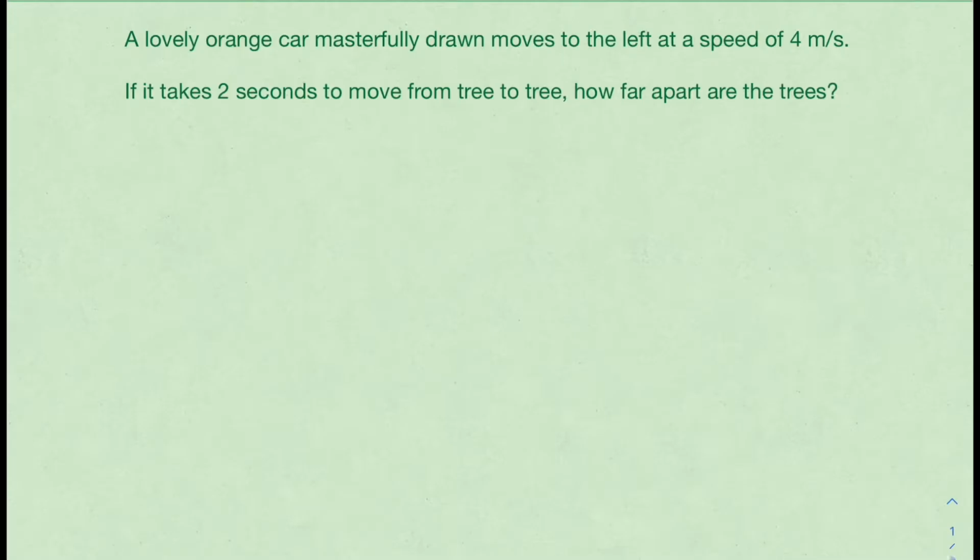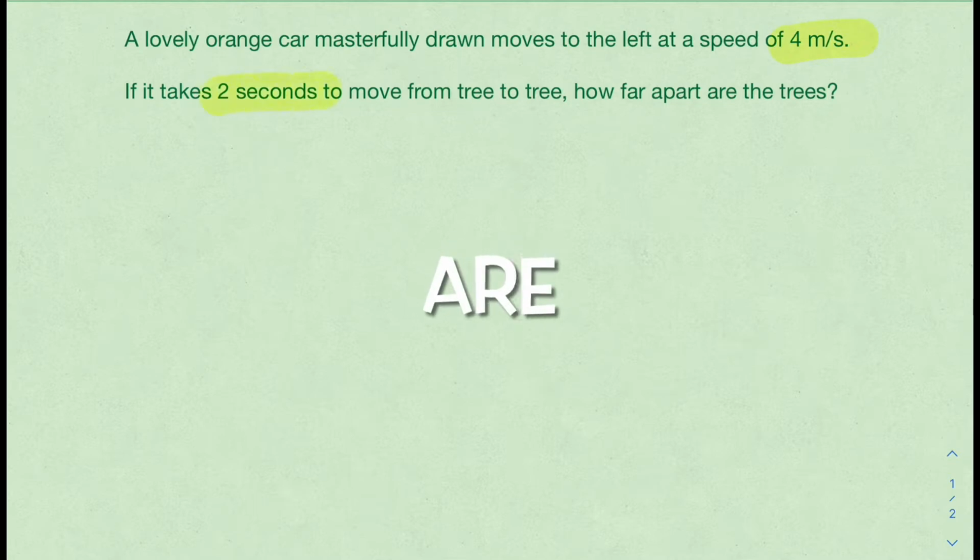Anyway, so let's add a little bit more to it so it can actually be a problem instead of just a story. So we're looking for something. We're looking for how far apart the tree is. So we have a couple of pieces of information here. We have 4 meters per second. That's going to be the speed.